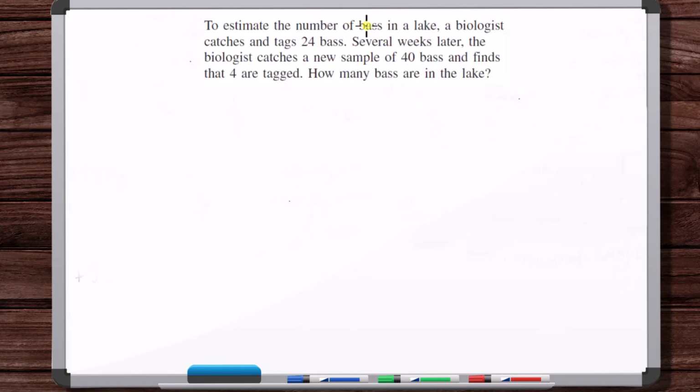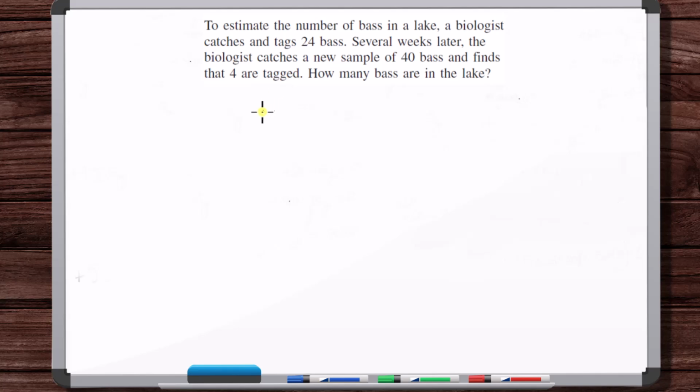To estimate the number of bass in a lake, a biologist catches and tags 24 bass. Several weeks later, the biologist catches a new sample of 40 bass and finds that 4 are tagged. How many bass are in the lake? Right? This is an estimate. This is the way you can estimate the amount of bass in the lake. And you're going to use proportions.